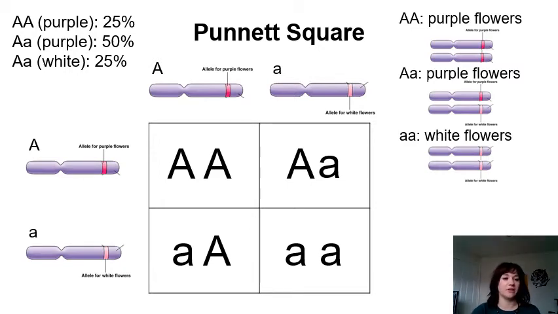And you can see that there's a typo here on the top left. This next to white, this should say lowercase a, lowercase a. So I apologize for that. But go ahead and try to do this on your own. Make a Punnett square, fill it out, write out how many you get of each type, figure out how did I get 25%, how did I get 50%, all right?